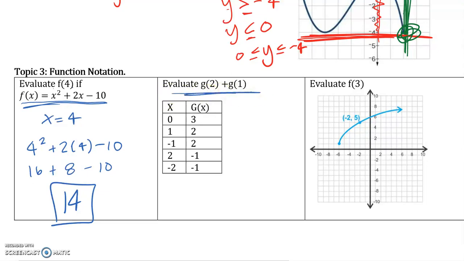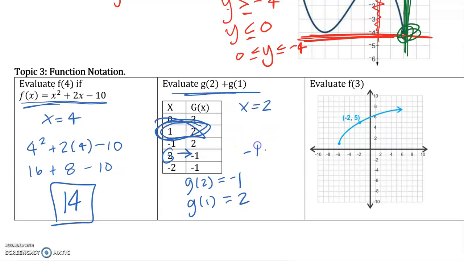This one says evaluate g of 2 plus g of 1. So the first thing I have to figure out is g of 2. Well, when x equals 2, g of x is -1. So g of 2 is -1. And then g of 1, or when x equals 1, y equals, or g equals 2. And so I just add those two together. -1 plus 2, which gives me 1. So that's my answer.